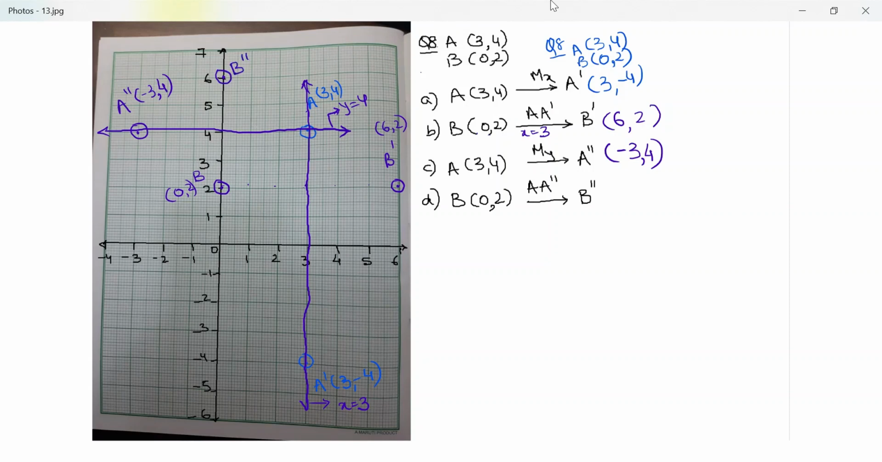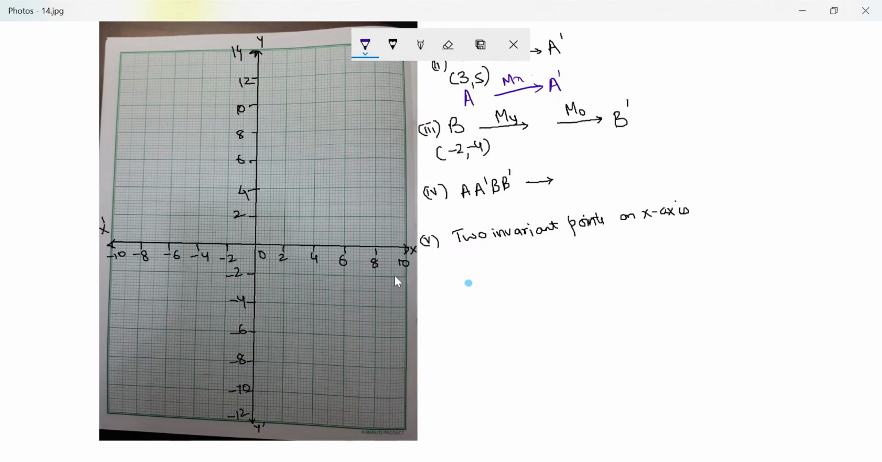This is B double dash. This is basically 0 comma 6. We are reflecting it on the line y is equal to 4. When you reflect it on a line which is y is equal to something, then x does not change. Y changes by 4 minus 2 is 2. So it will be on the other side. So it will be 0 comma 6. Very interesting question where they first want you to plot a line, then reflect it on that.